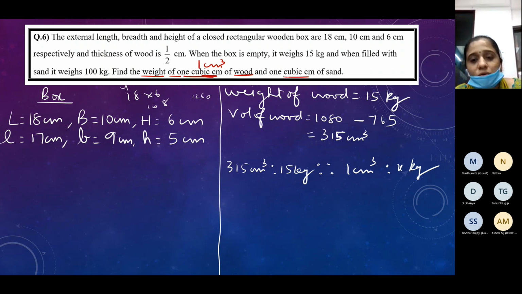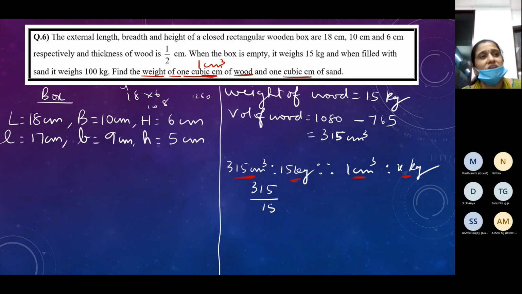And then 1 centimeter cube of sand. So we have to find the weight of 1 centimeter cube of wood. That's what we're finding here. 315 centimeter cube is 15 kgs. Then 1 centimeter cube is how many kgs? So how do you work this? 315 into x is equal to 15 into 1. Do you know product of extremes is equal to product of means? Okay, then write it like this.